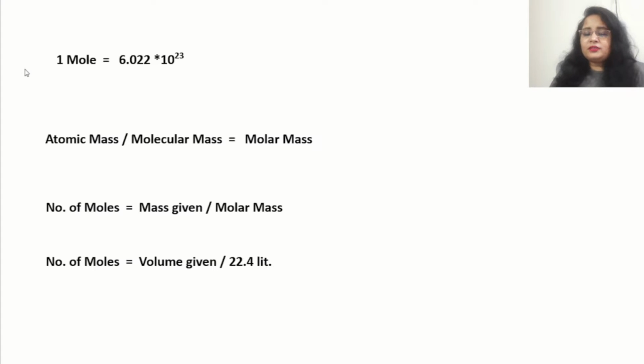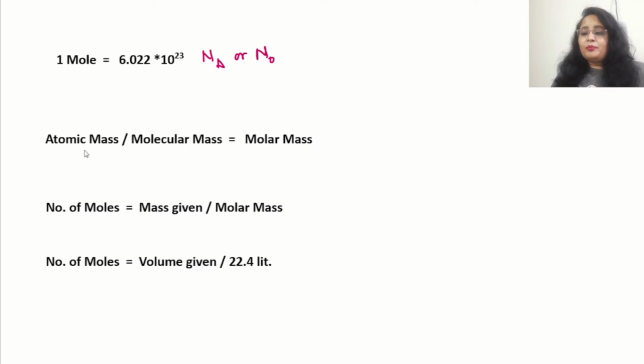So first one is 1 mole is equal to 6.022 × 10^23. This is the number of particles in 1 mole of any substance, either it will be an atom, a molecule, or an ion. This is called the Avogadro number, denoted by Na or sometimes N0. So we can say in 1 mole there are 6.022 × 10^23 particles.